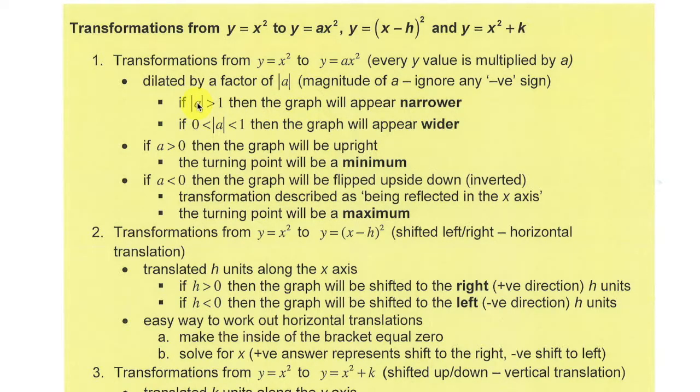If the magnitude, the size of that number, is greater than 1, then the graph will appear narrower. If the size of a is a fraction, that is it's between 0 but less than 1, then it will appear wider. If a itself, so including the sign now, if that's a positive number, then the graph will be upright, and therefore the turning point will be a minimum turning point. If a is less than 0, so it's got a negative, then the parabola will be inverted, and the turning point will be a maximum.